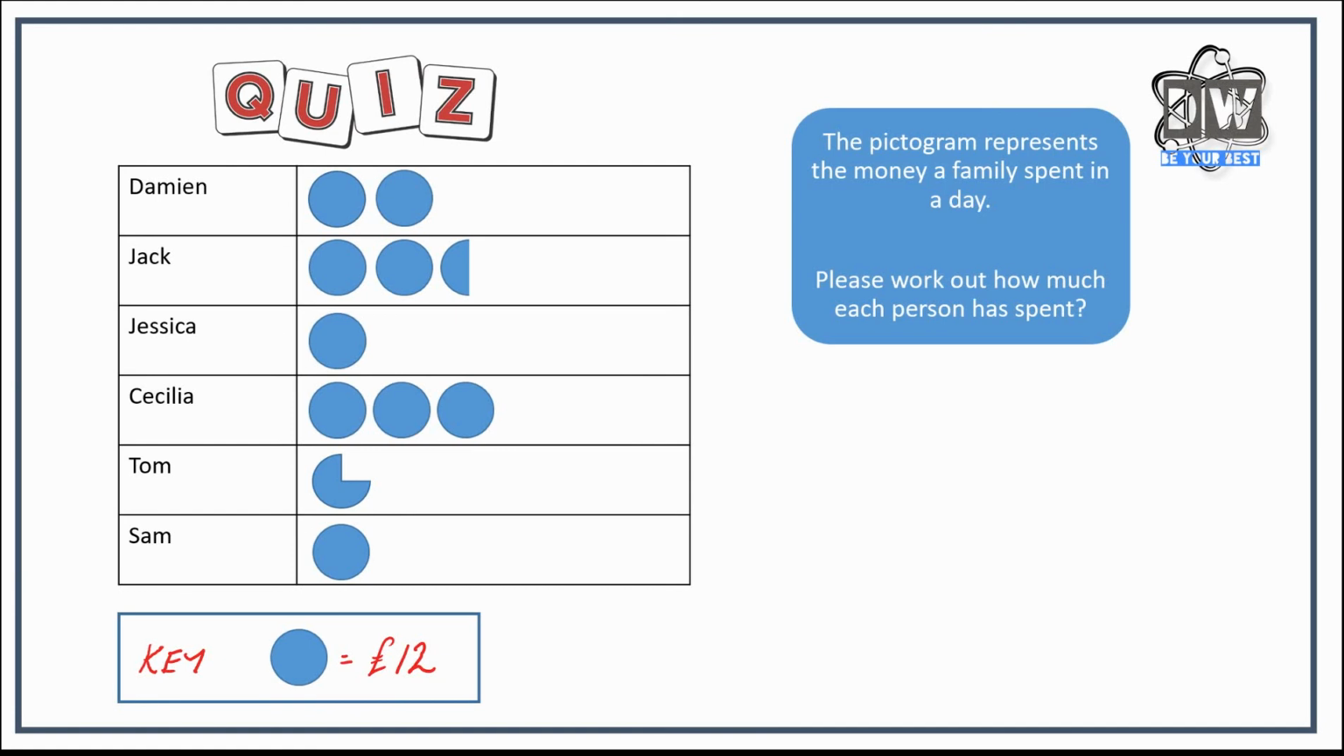Just have a little look at Tom. He's got 3/4 there. That'll help you out. And just remember that the key is, each one of these discs is worth 12. But go away now, work out what each person has spent, and then come back and see if you've got it right. Okie dokie, let's go.